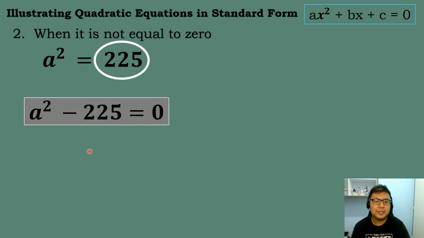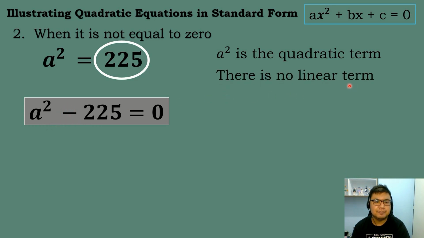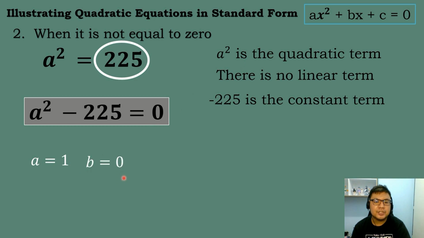So pwede nating makuha yung quadratic term which is a squared. Yung linear term natin nawawala yung term na a, so therefore there is no linear term. And then yung c natin, yung constant term, yung term na walang kasamang variable is equal to negative 225. Yung numerical coefficient ng quadratic term natin is equal to 1. Yung linear term natin ay equal sa 0 at ang ating constant term is equal to negative 225.